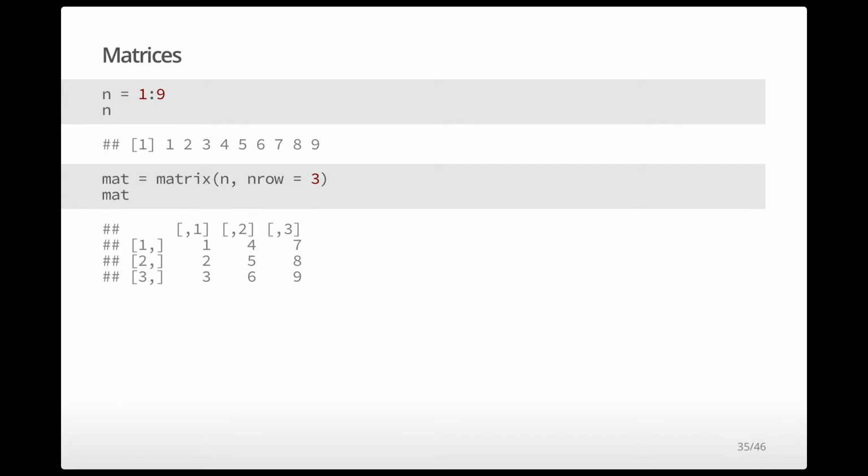So we're going to just create the numbers 1 to 9. In order to create a matrix, it's the matrix command. You pass in the vector, and you tell it how many rows and how many columns it has, and then it fills it in by default by column. So 1, 2, 3, 4, 5, 6, 7, 8, 9.